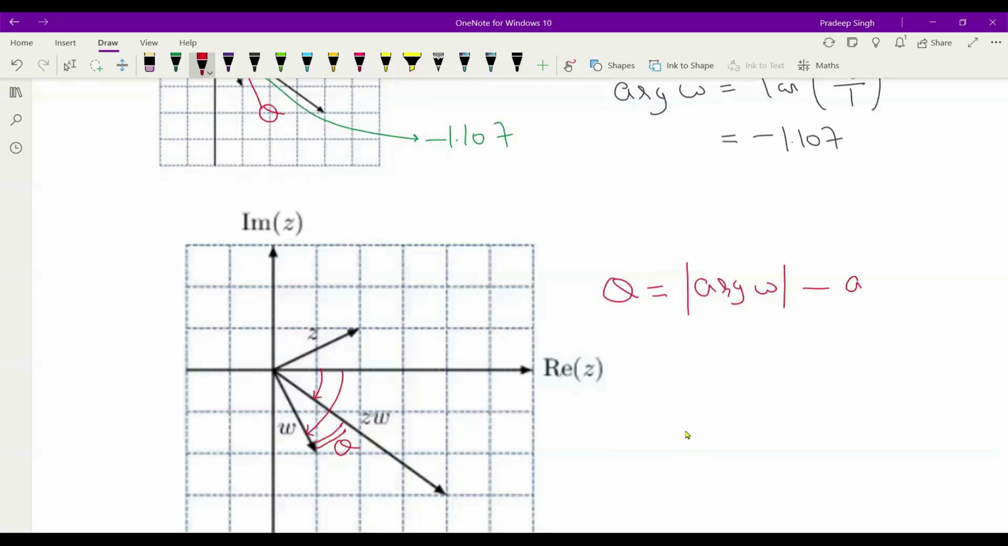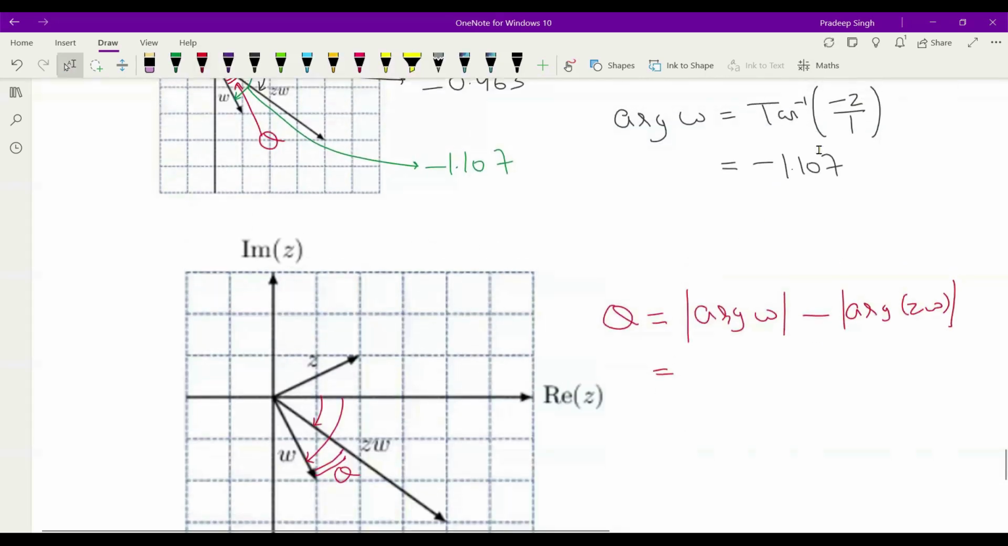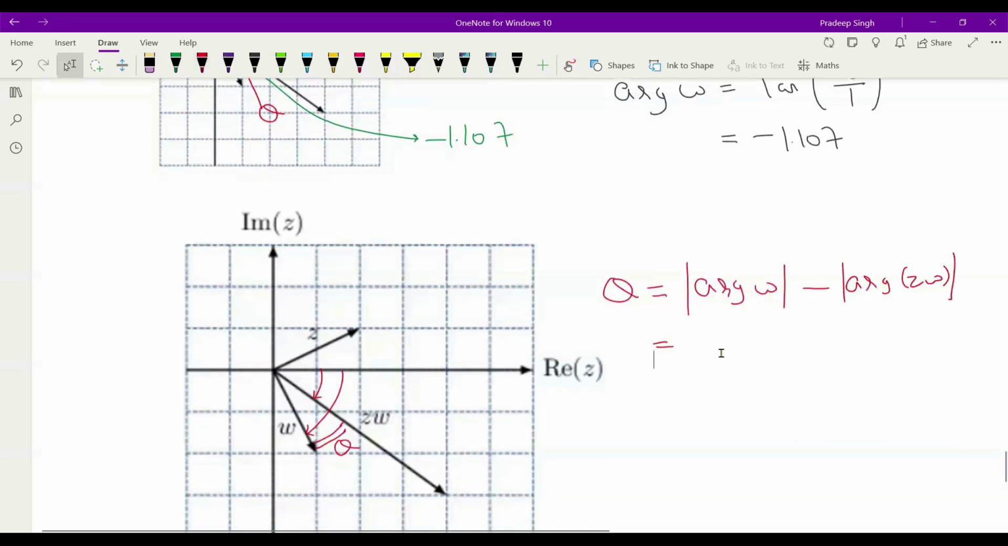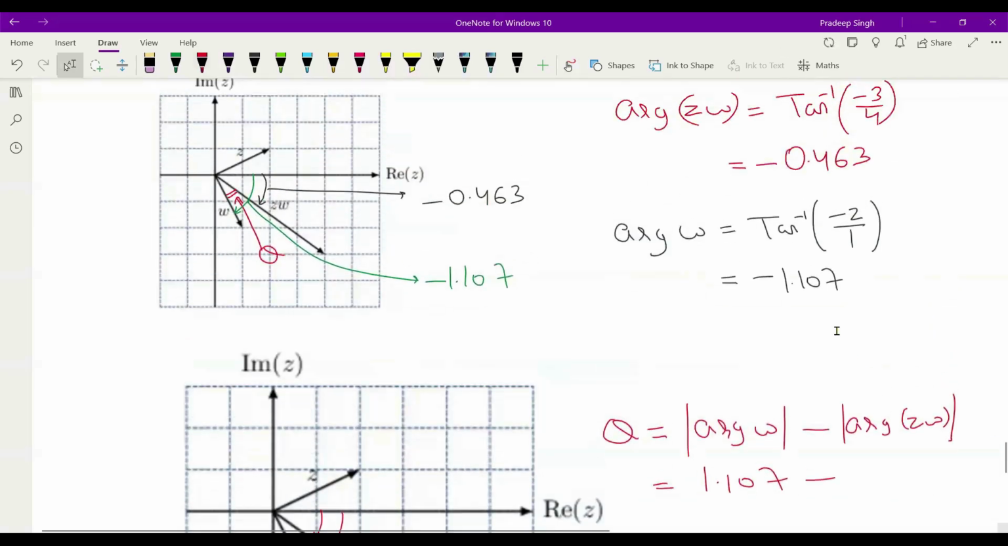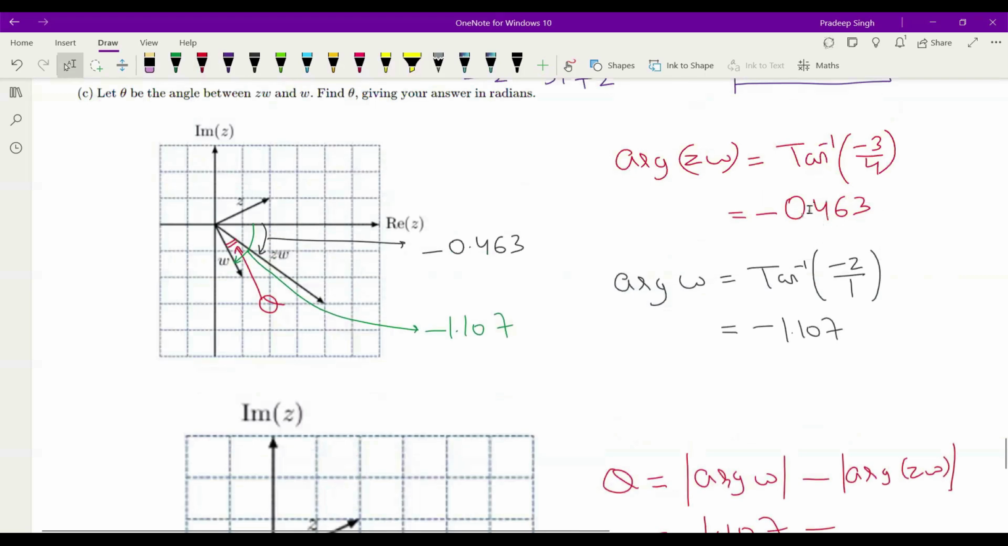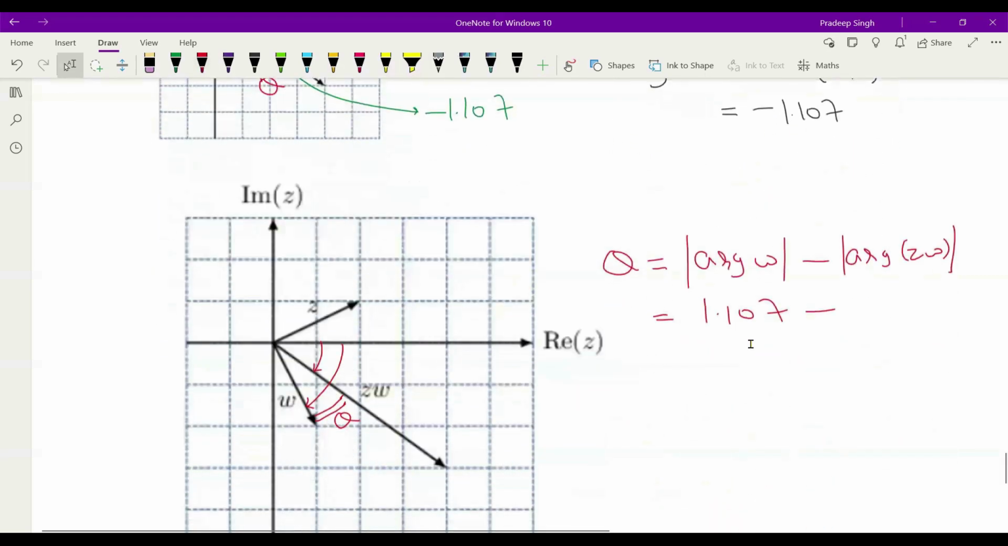And we subtract the argument of zw from it, again taking the modulus. The argument of w was minus 1.107, so if we take the modulus of that, we get 1.107 minus the argument of zw, only the value itself, 0.463. If we subtract these two values, we will get approximately 0.464 radians. That's how we find the angle theta.